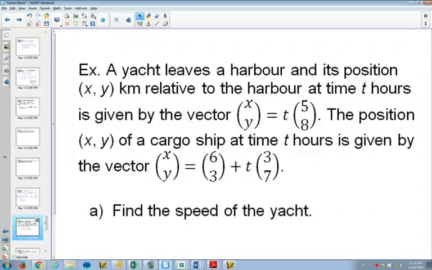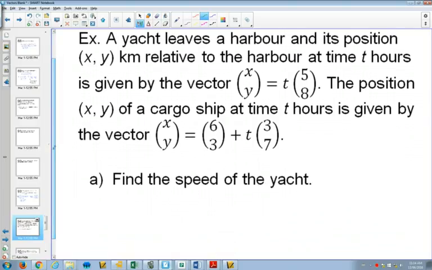So here we have a yacht leaving a harbor. The harbor is at the origin, 0, 0. So at time 0, that yacht is right at the origin. There's a cargo ship that isn't at the harbor. It's starting at the point 6,3 at this same time that the yacht leaves. Sometimes when we have two vector equations, you notice that we have two different parameters here. One's t and one's s. But if we're talking about a specific time for both ships, then the t would be the same. So at time 0, the one ship is at the harbor, and at time 0, the cargo ship is at 6,3. Find the speed of the yacht.